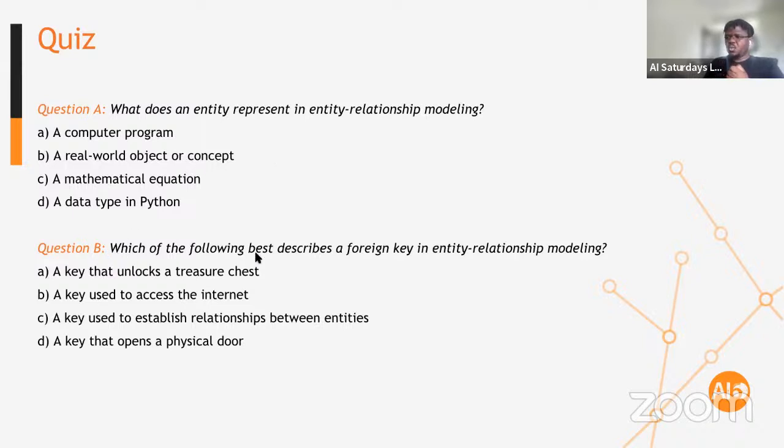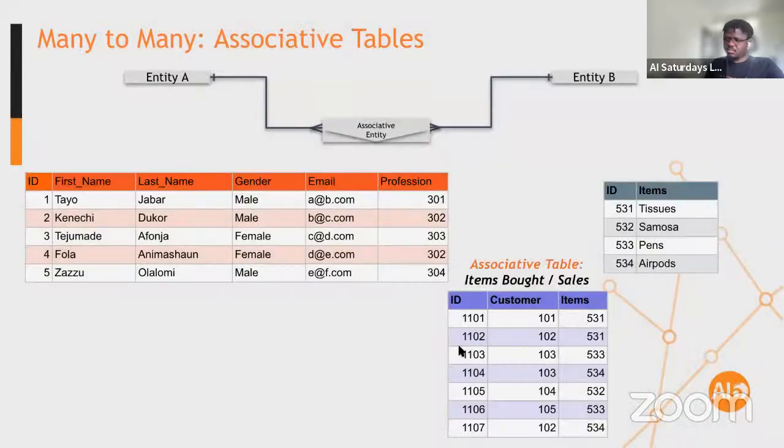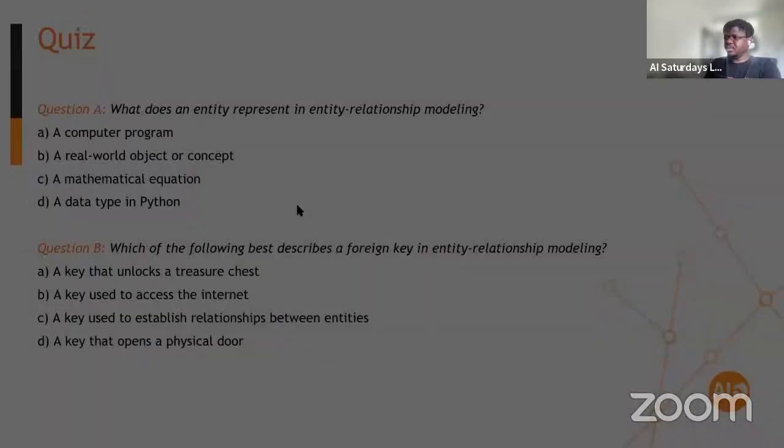So for question B, which of the following best describes a foreign key in entity relationship modeling? Exactly. So I guess we're all following and there's no confusion. That's amazing to see. Yes, a foreign key in entity relationship modeling is definitely a key that is used to establish relationships between the entities, as we saw in this case. All these two became foreign keys just to establish their relationship.